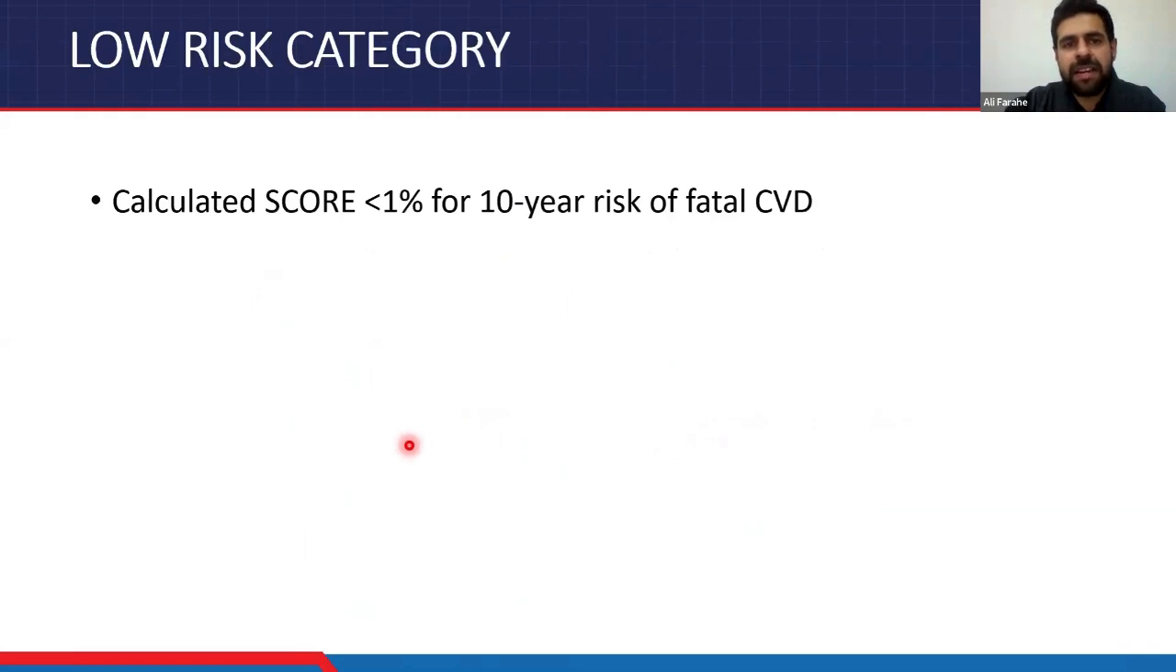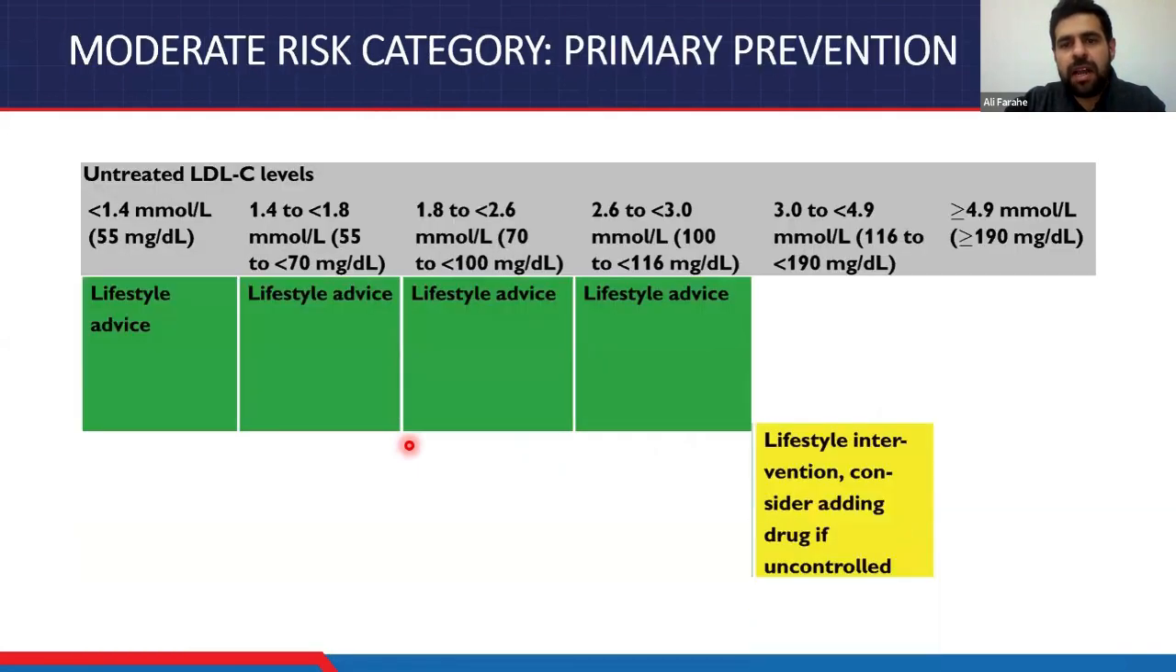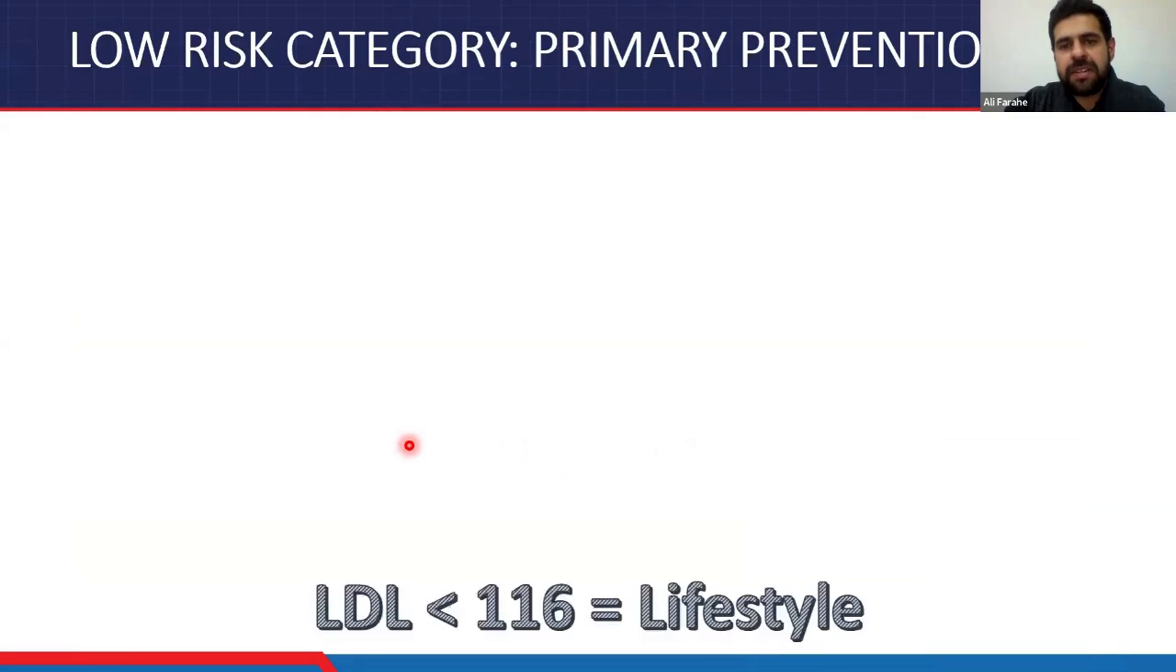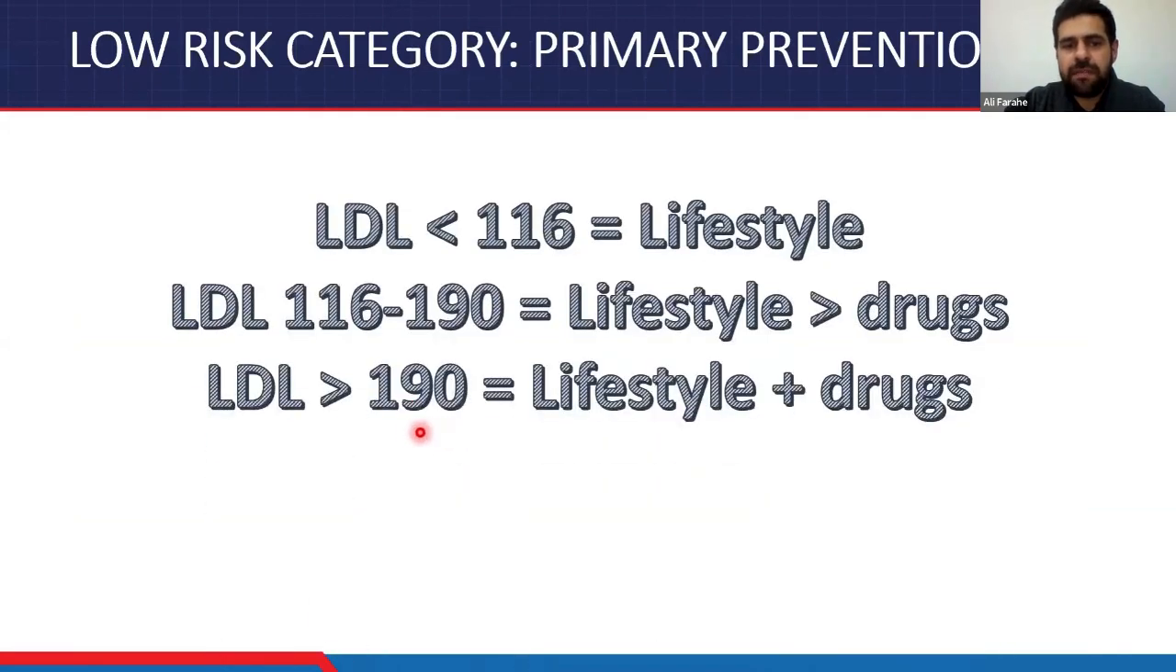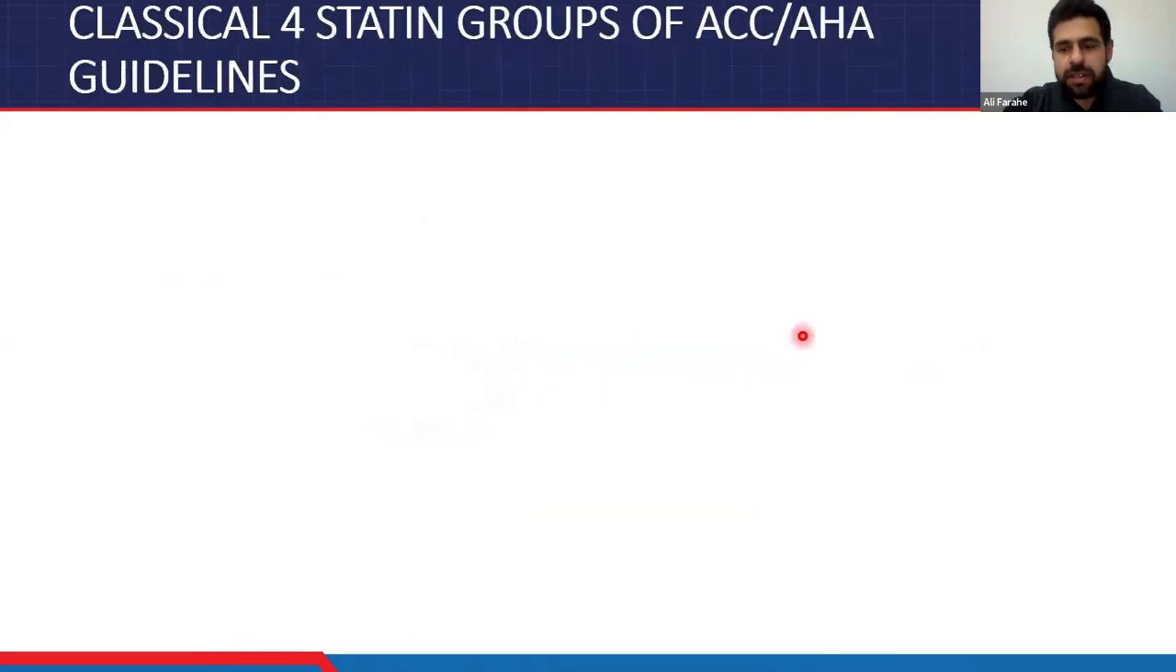Similarly, this is the low risk category. Patients included are those who have a score level of less than 1%. And for them as well, treatment is started with drugs if the level of LDL is more than 190. And between 116 and 190, lifestyle modification is first tried, followed by the drugs. So these were the risk stratifications used in the ESC system.